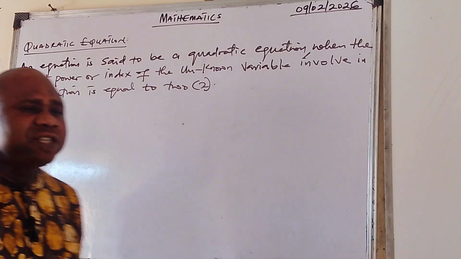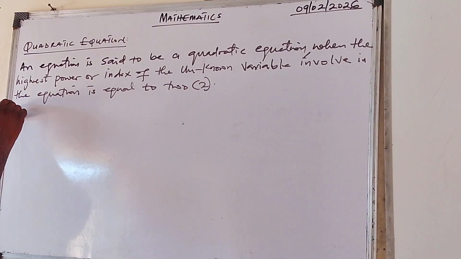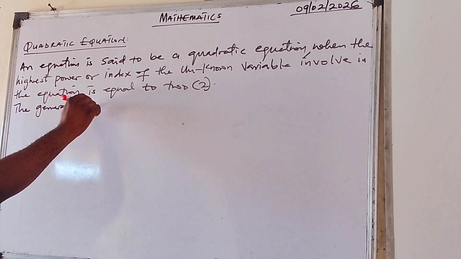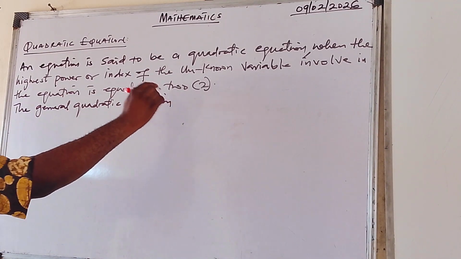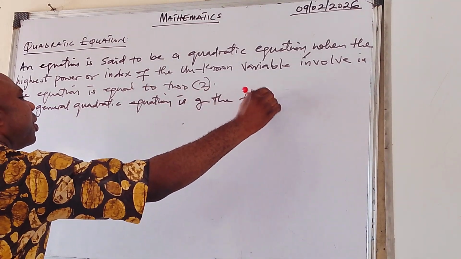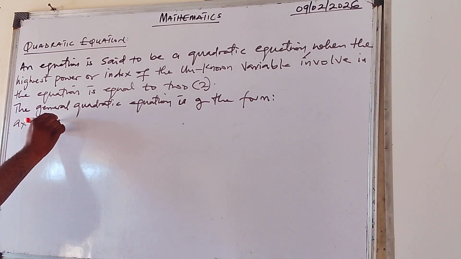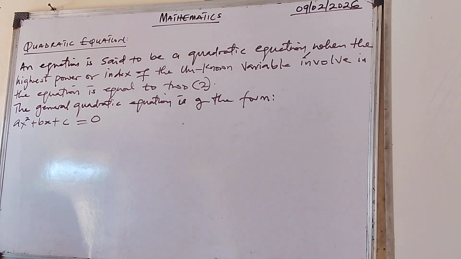Now, the general quadratic equation is of this form. Yes, the general quadratic equation is of the form ax² plus bx plus c is equal to 0. Yes, the general quadratic equation is of this form: ax² plus bx plus c is equal to 0.